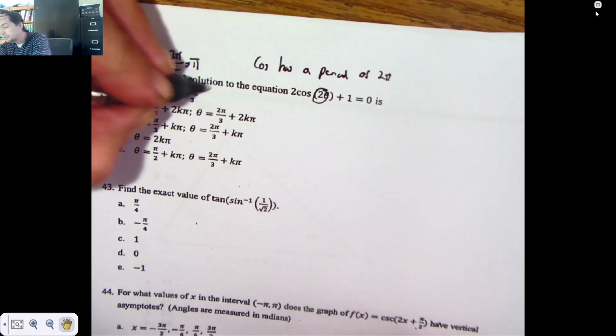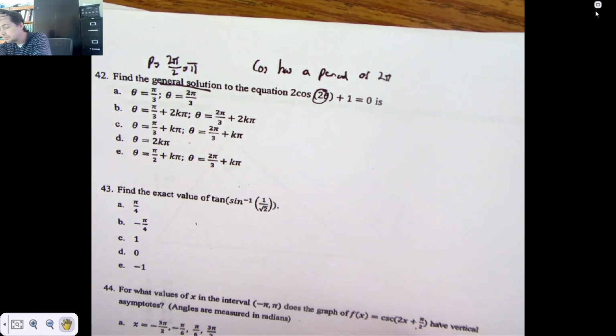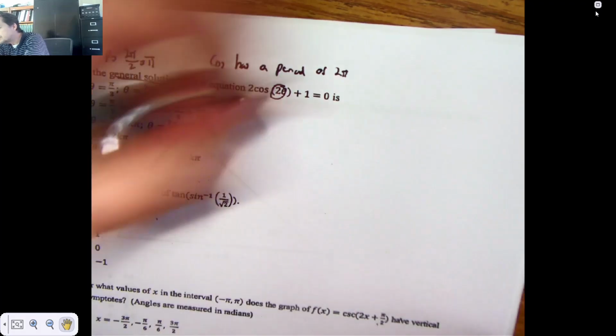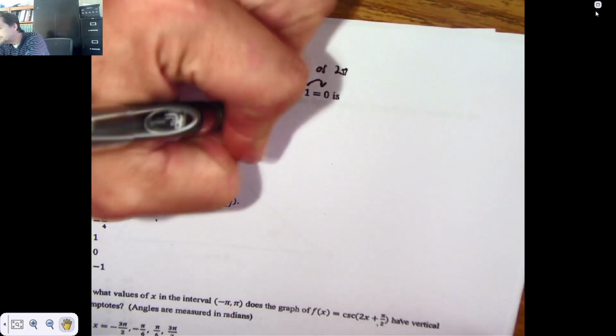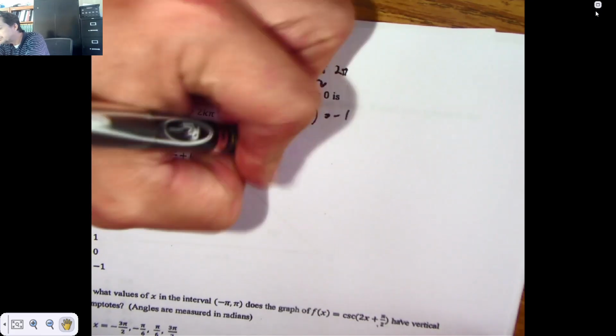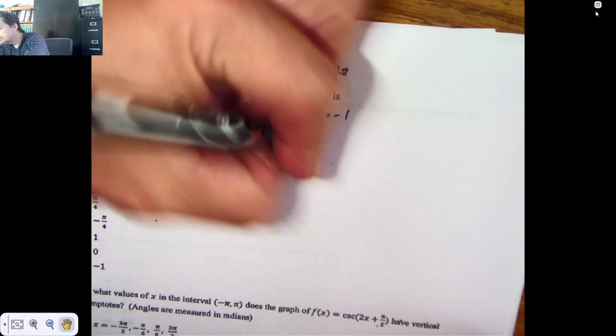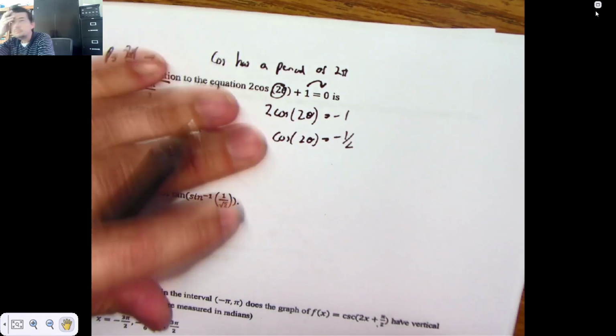They do want a general solution, not just answers. They want a general solution. All right, so let's go ahead and do the math on this thing. The 1 gets moved over. 2 cosine of twice theta is -1. The 2 gets divided out. The cosine of twice theta is -1/2.